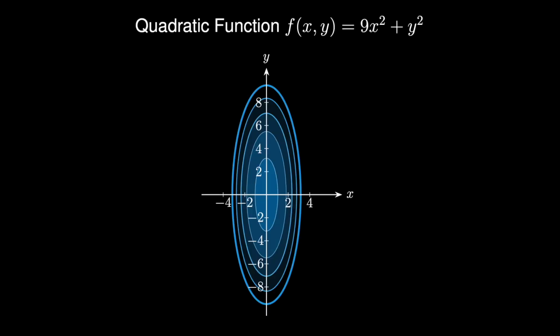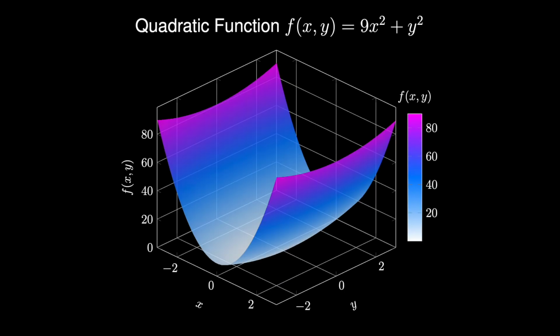When x and y terms have different coefficients, the level curves are no longer circles. They become ellipses stretched along the y direction. In 3D, this asymmetry creates a clear visual. The surface rises much more steeply along the x-axis than the y-axis, resulting in an elliptical ball.